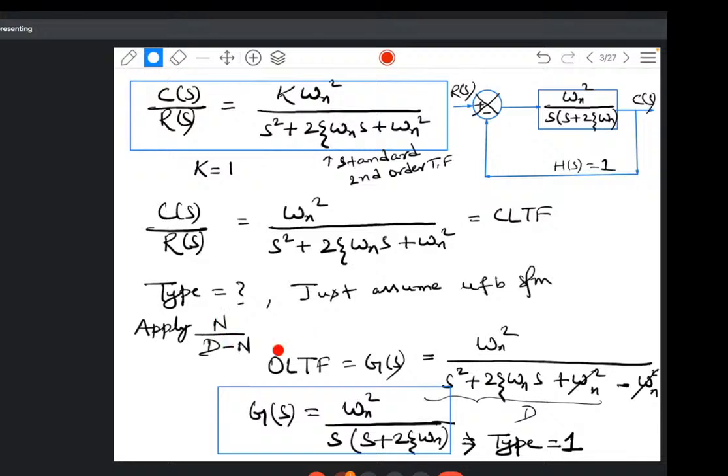Okay, so the open loop transfer function G(s) will become omega n square. Just apply numerator by denominator. So numerator is omega n square, it will be as it is. This is denominator minus numerator. So this will become omega n square by s into s plus 2 zeta omega n. So I have got my open loop transfer function as this. So from here, just by watching the number of poles at the origin for this open loop transfer function, I can determine the type to be 1. So the type of the system is 1.